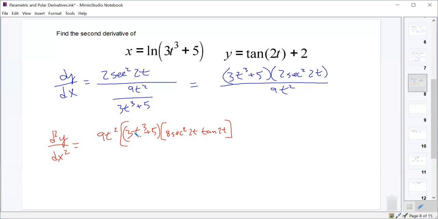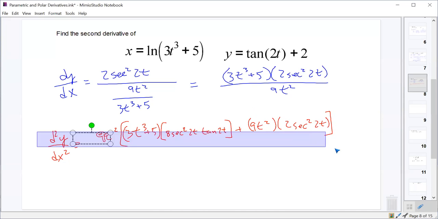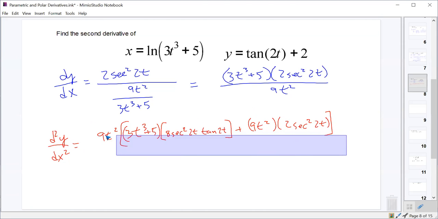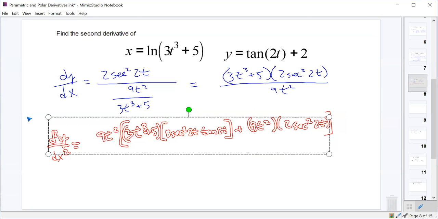Okay, so we got 3t cubed plus 5 times that derivative, plus the derivative of 3t cubed, which is 9t squared, times the 2 secant squared 2t. And then, oh man, I've already run out of room here, haven't I? Wonder if it'll let me move all this over. Oh, that looks weird.